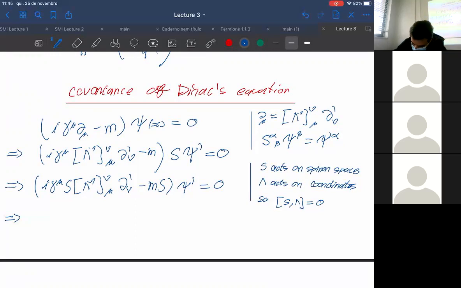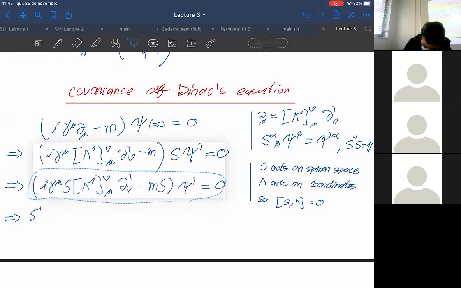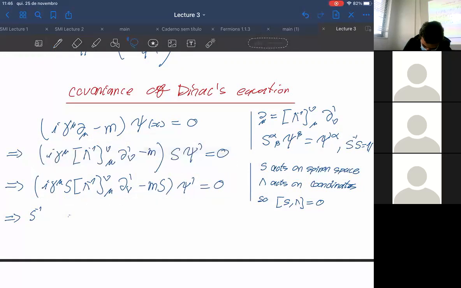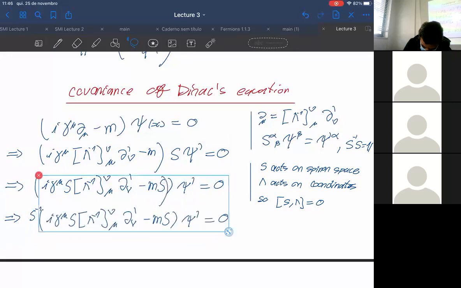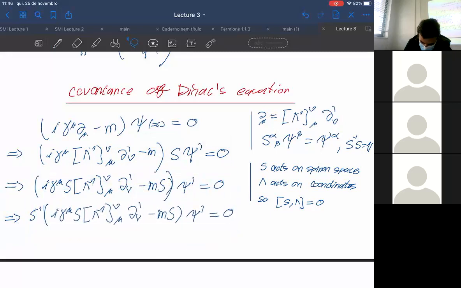So we have also that S minus 1 S is identity. So we can act on the left with the S minus 1, basically. S minus 1, and to be fast, I will simply copy and paste this here. Put this here.